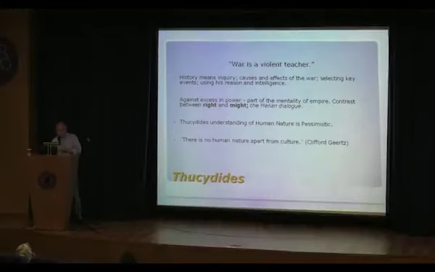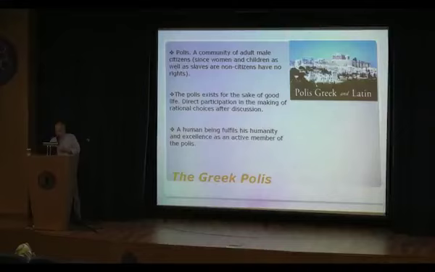Here we come to Thucydides. Let me first tell you about the idea of the polis. The polis is a community of adult male citizens, and women and children, as well as slaves, were non-citizens. They didn't have a vote. A vote? Yes, they had a kind of representation, a parliament.